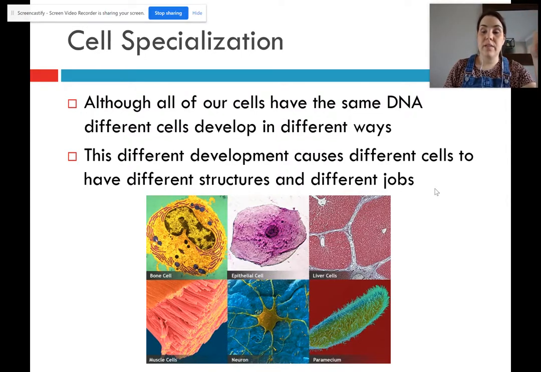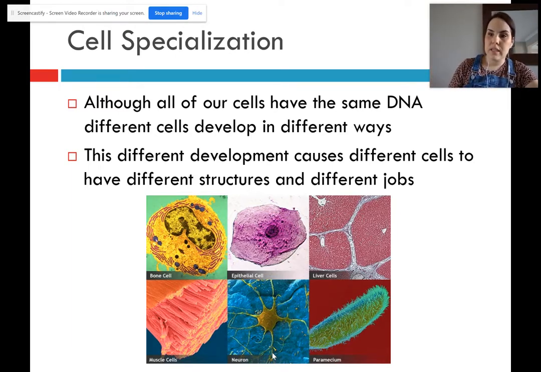So different cells, even though they have the same instructions, will use different pieces of information from your DNA to develop themselves into different cells that have different structures and different jobs. So for example, a skin cell looks a lot different than a cell that makes up your brain and spinal cord, a neuron cell, because they do very different jobs.